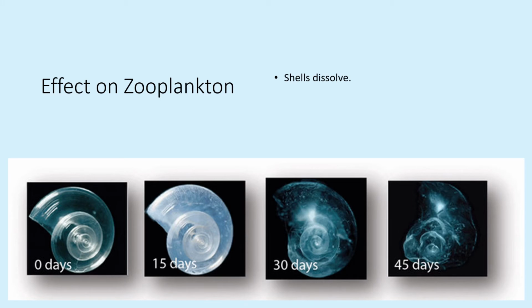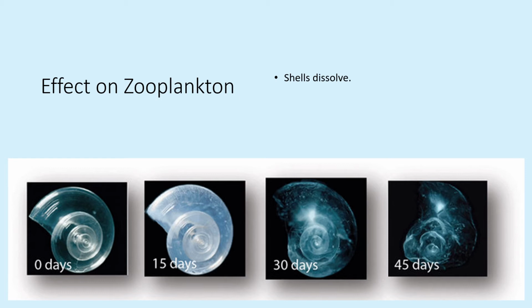So zooplankton are kind of similar to shelled animals. They don't handle acidity very well, and so the shells will dissolve quickly. This is especially bad because the shells are made of aragonite, which is a type of calcium carbonate, and this is 50% more soluble in water, which means it'll go quicker.